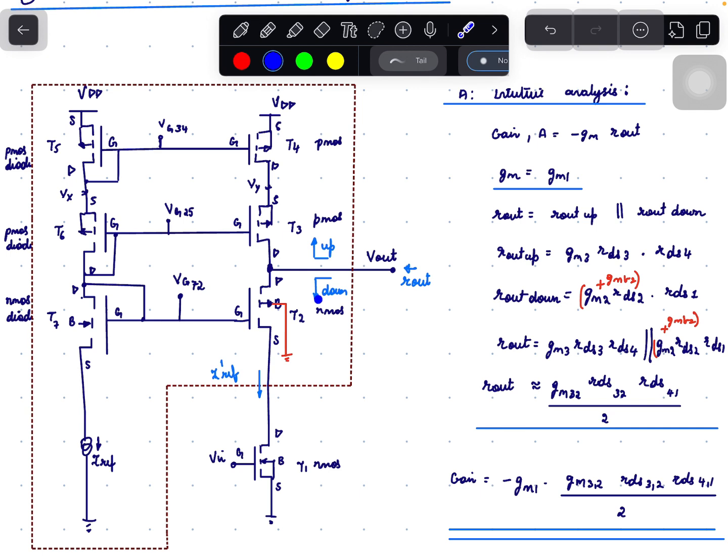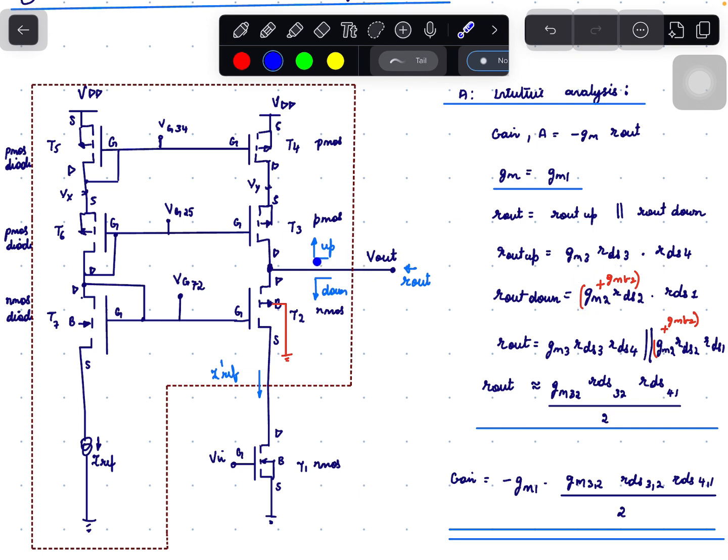Next is Rout down. What is the Rout down seen at the drain of T2 when T1 is present? That is nothing but RDS1 times gain of T2, that is GM2 times RDS2. Here, since the bulk of T2 and the source of T2 are not shorted, there is a bulk to source voltage. Therefore, a term called GMB2 gets added to GM2. So Rout down will be RDS1 times (GM2 plus GMB2) times RDS2, which is shown here.